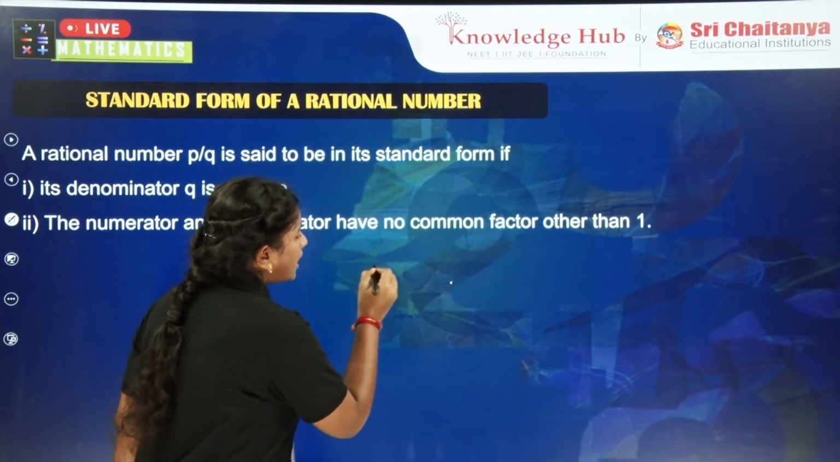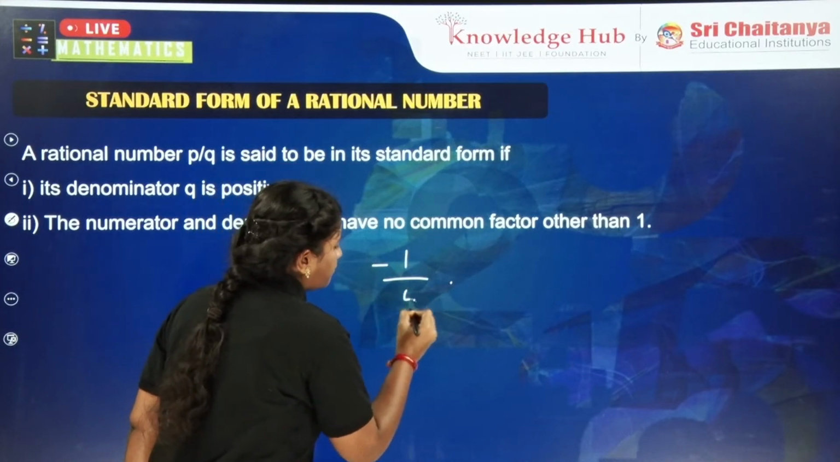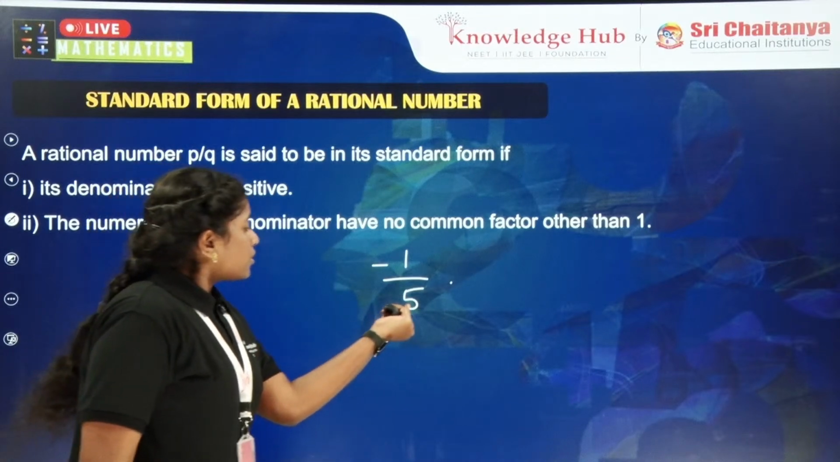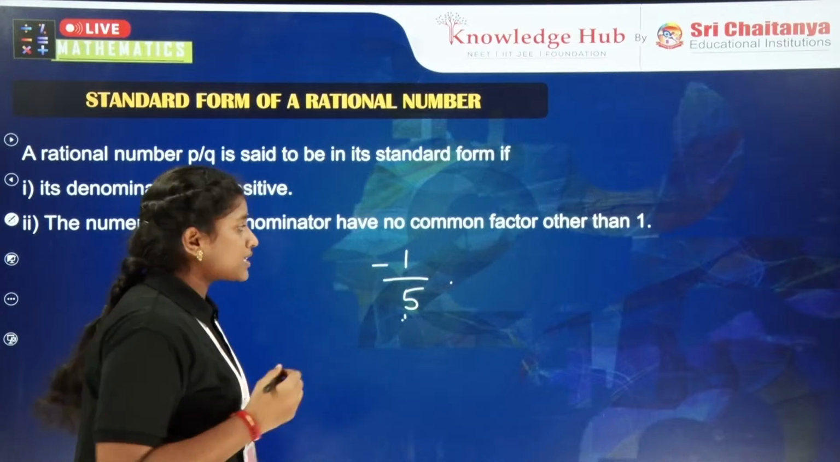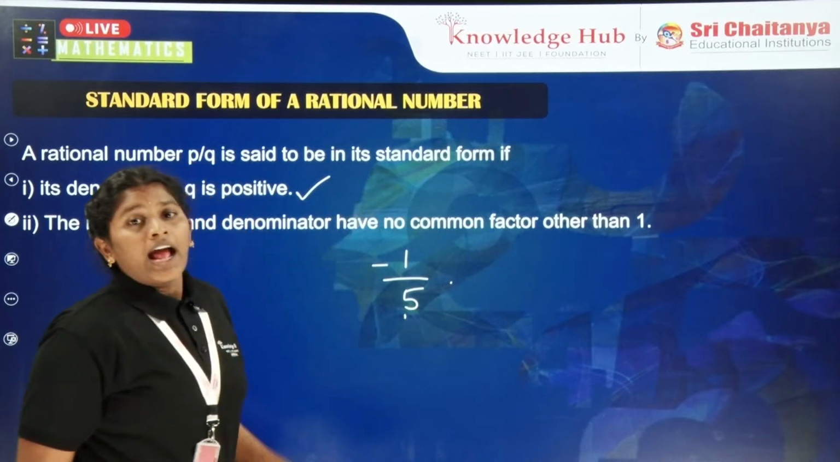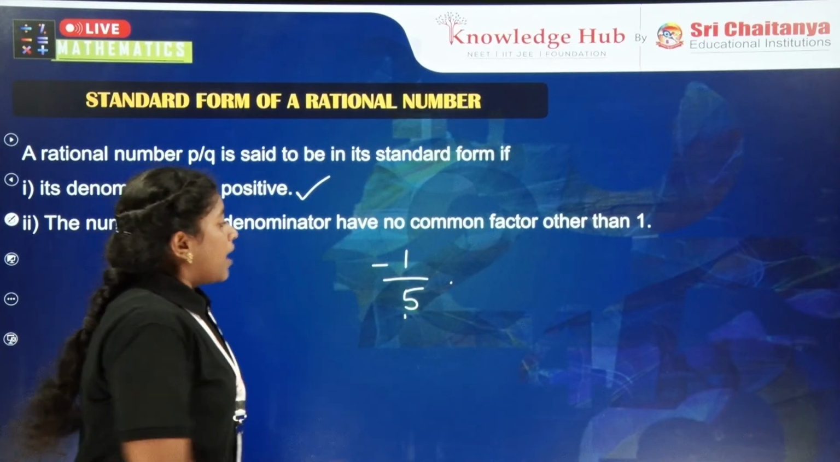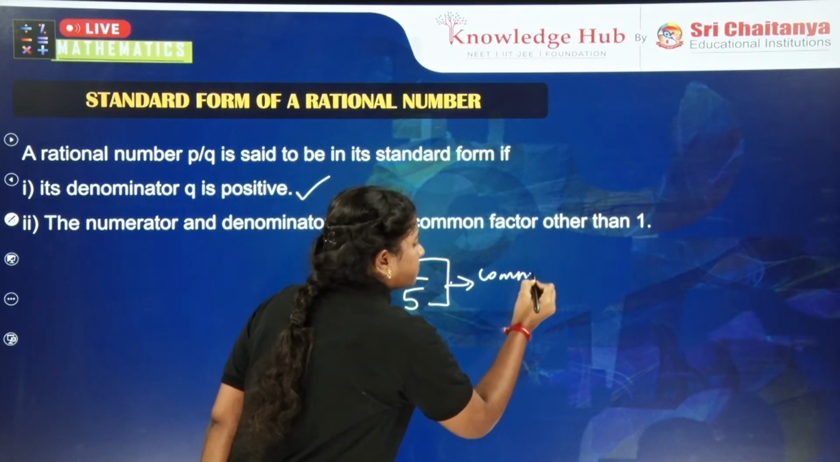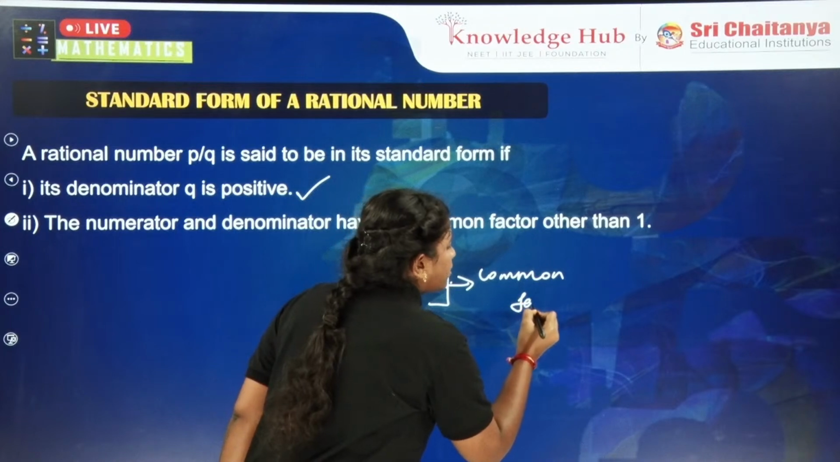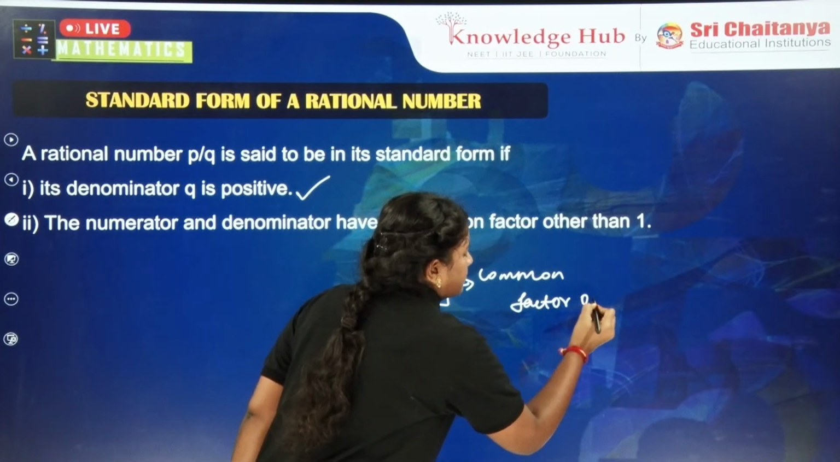Consider an example of minus 1 by 5. The denominator has the positive sign, so condition 1 is satisfied. Moving to the next condition, 1 and 5 have only the common factor 1. So it has only 1 as the common factor.